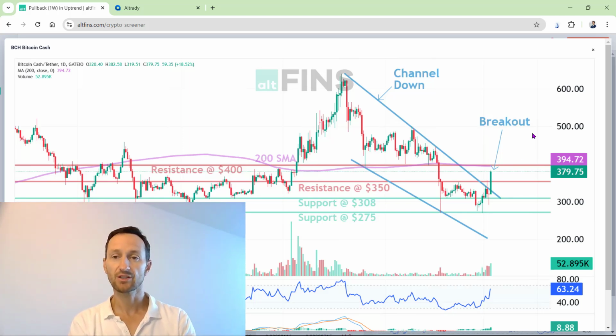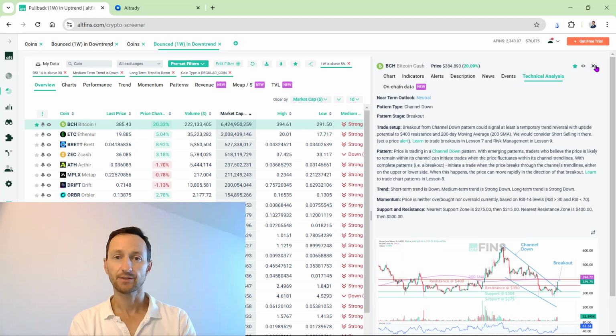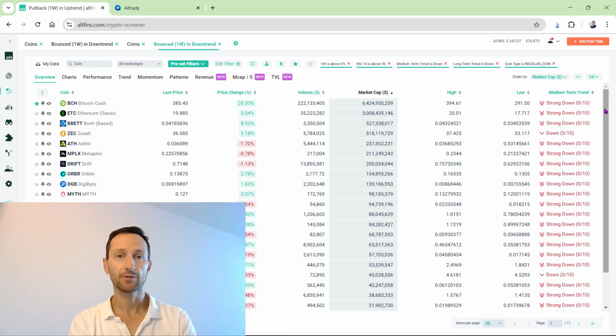So I think that's a really stiff resistance area where I think this bounce will run out of steam, and we'll see a pullback as some of the traders, making 30% or so, will start taking profits.